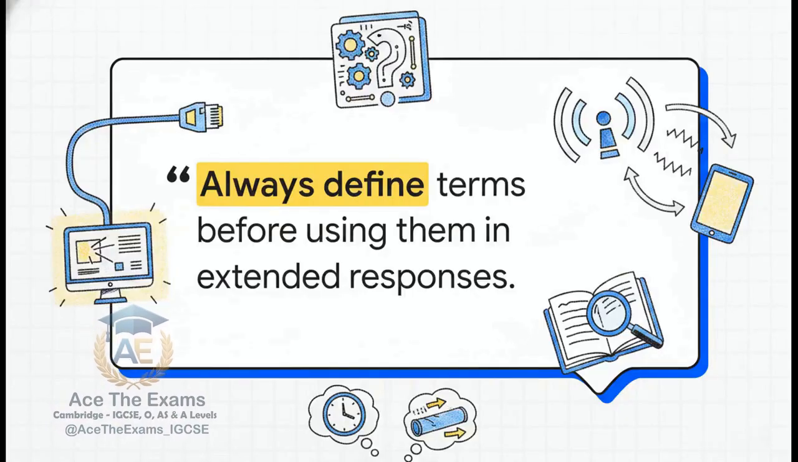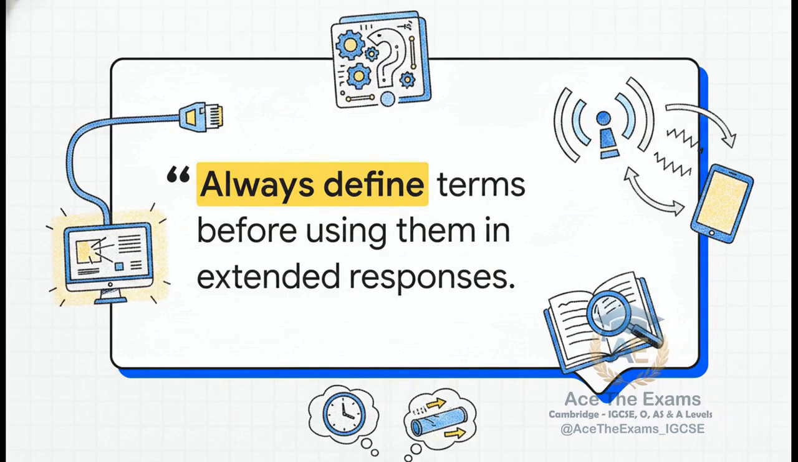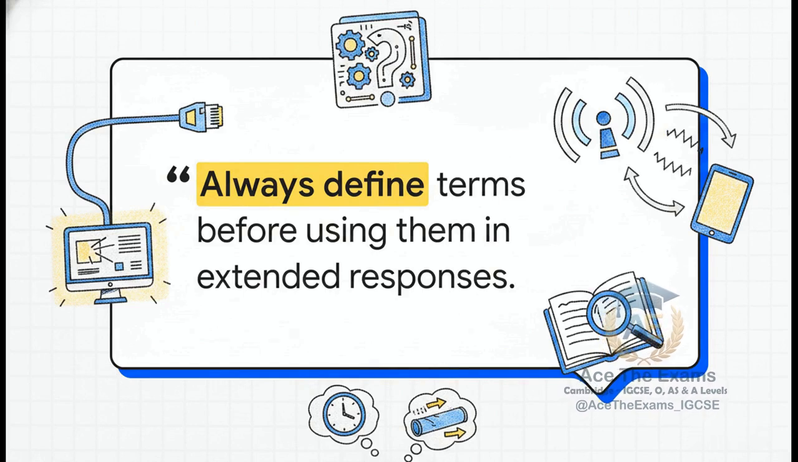Let this ultimate examiner alert sink deeply into your brain. Candidates consistently confuse key terminology, so you must always define your terms before using them in your extended responses. Computer science is an incredibly, ruthlessly precise subject. If you casually use the word bandwidth when you actually mean throughput, the examiner will note the technical inaccuracy immediately.